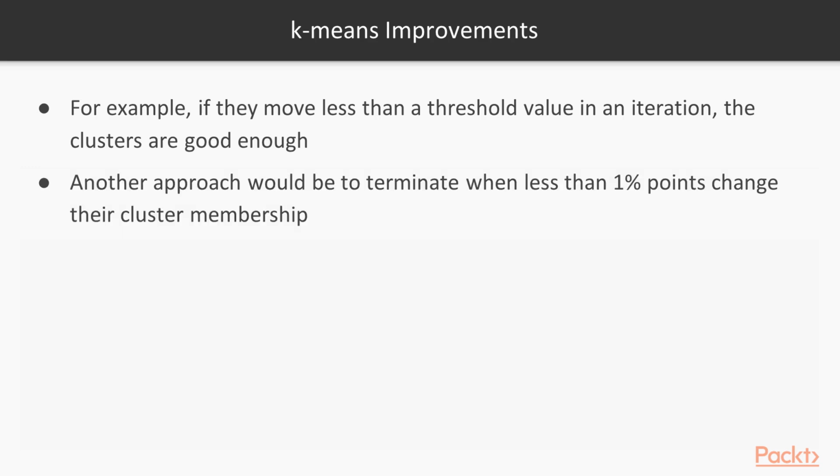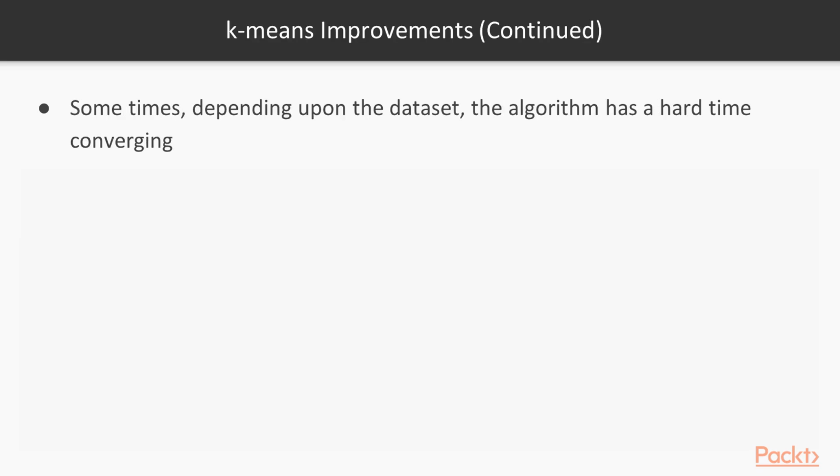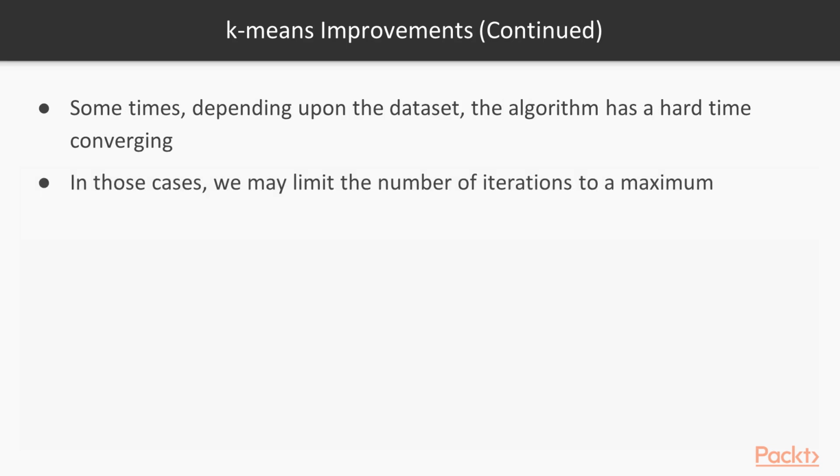Another approach would be to terminate the algorithm when less than 1% of the points change their cluster membership. Sometimes, depending upon the dataset, the algorithm has a hard time converging. In those cases, we may limit the number of iterations to a maximum as well. So we could limit the number of iterations, we could limit the number of points that move between clusters, and we could also set a threshold for the percentage of change or the magnitude of change in the cluster centers. All these measures would make the algorithm converge better and faster. So this was all about the k-means algorithm.